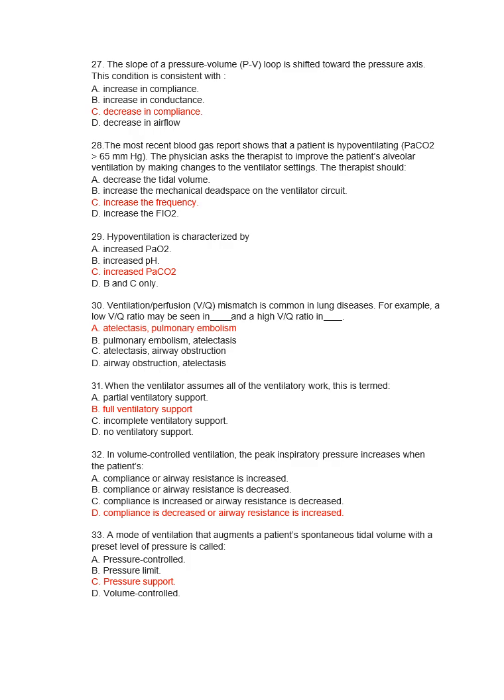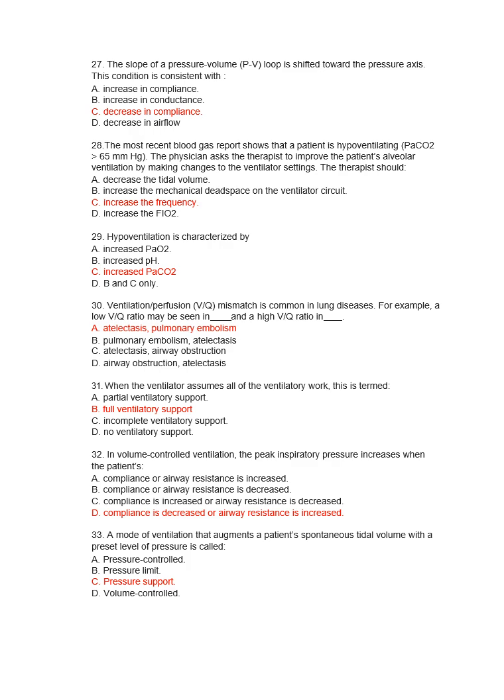28th question. The most recent blood gas report shows that the patient is hypoventilating. The PaCO2 is more than 65 millimeters of mercury. The physician asks the therapist to improve the patient's alveolar ventilation by making changes to the ventilator settings. So the therapist should A. Decrease the tidal volume. B. Increase the mechanical dead space on the ventilator circuit. C. Increase the frequency. D. Increase the FiO2. So from this we know that the patient is hypoventilating.